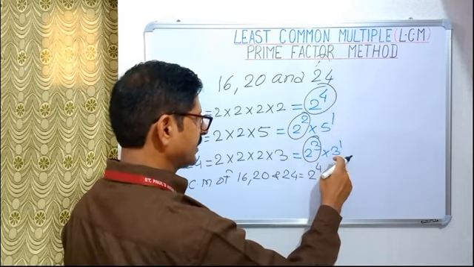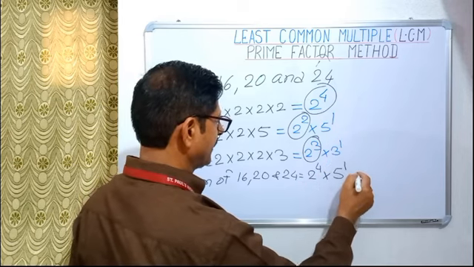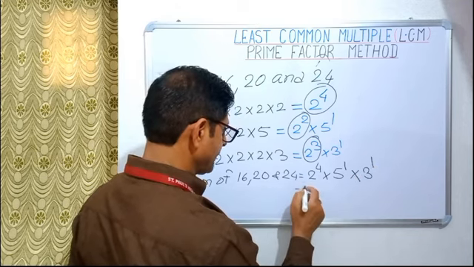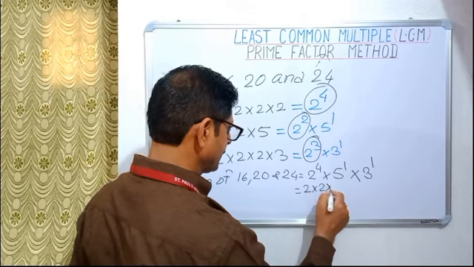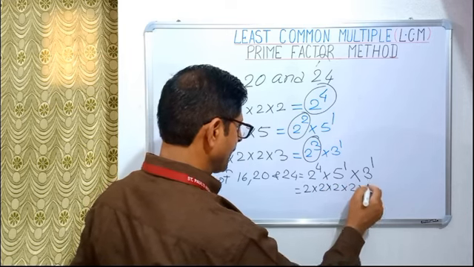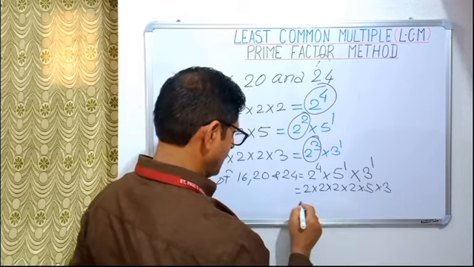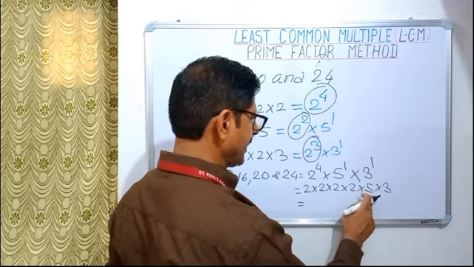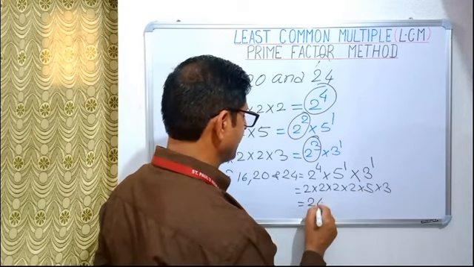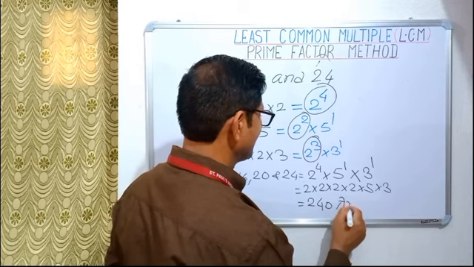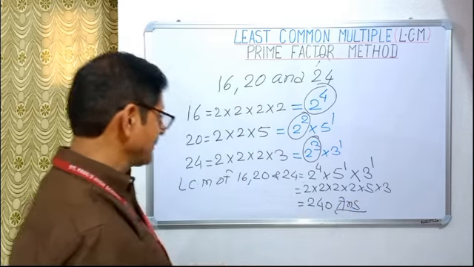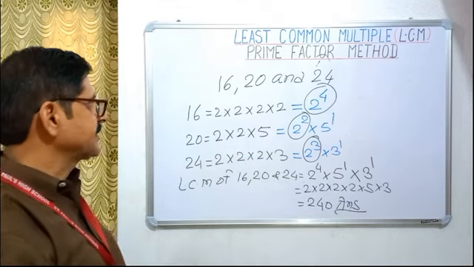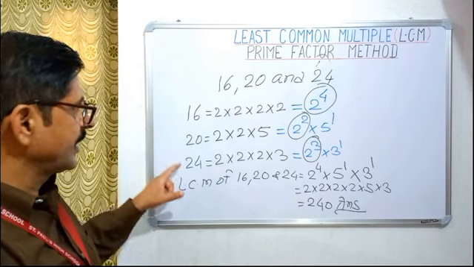Not in this line, not in this line. So 5 raised to the power of 1 and 3 once. Now it is 2 into 2 into 2 into 2 into 5 into 3. Find the product. 2 twos are 4, 4 twos are 8, 8 twos are 16, 16 fives are 80, 80 threes are 240. Dear children, you can check, no number less than 240 is exactly divisible by 16, 20 and 24.